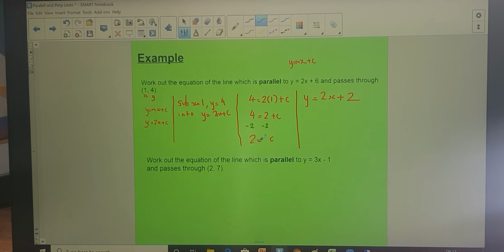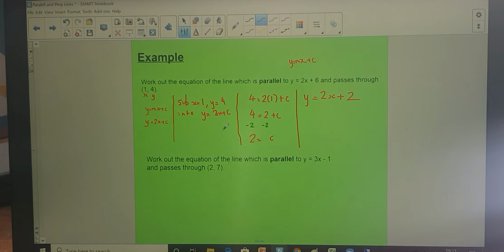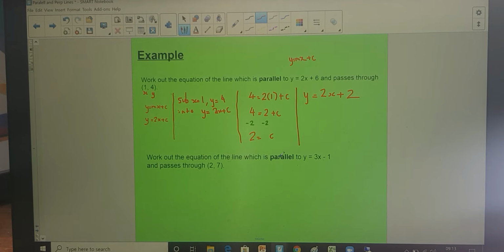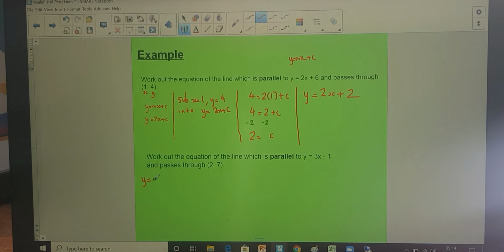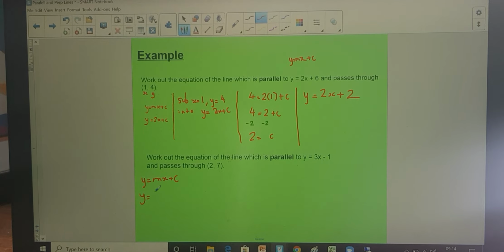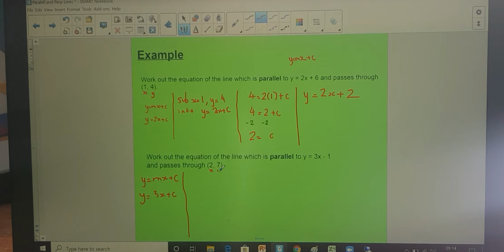Okay, unpause. Let's have a look at this question. Work out the equation of the line which is parallel, so has the same gradient as this one here, y equals 3x minus 1, and passes through the coordinate (2, 7). Exactly the same steps. I know every straight line can be expressed in the form y equals mx plus c. If the lines are parallel, they have the same gradient, so I know it's going to be 3x. Problem, I don't know what my y-intercept is. But I'm given a coordinate. I'm given this x value and this y value.